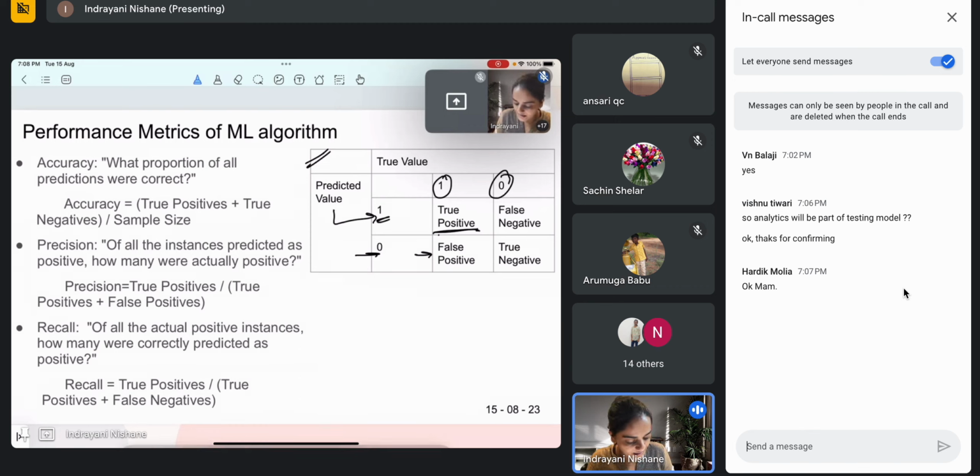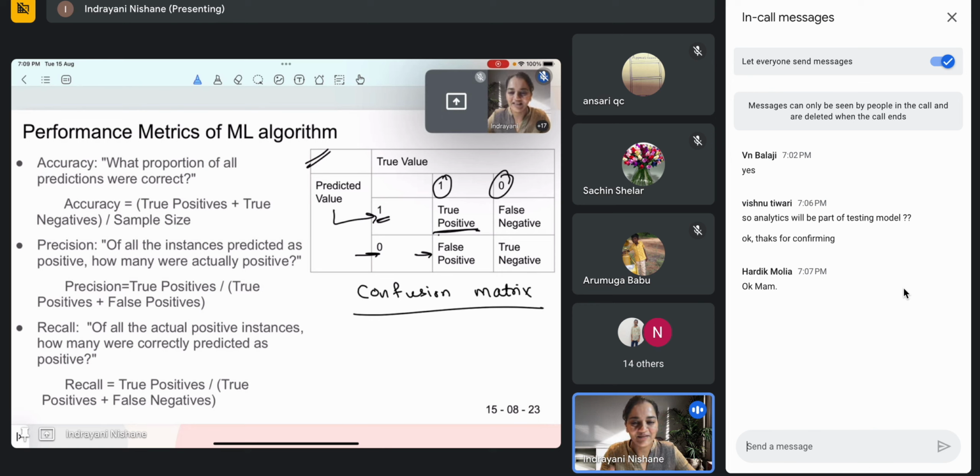Okay, so this thing is called confusion matrix. Very aptly named, because it is very confusing to understand. I don't know what the logic was behind naming this matrix the confusion matrix, but it is called confusion matrix. So, very aptly named.